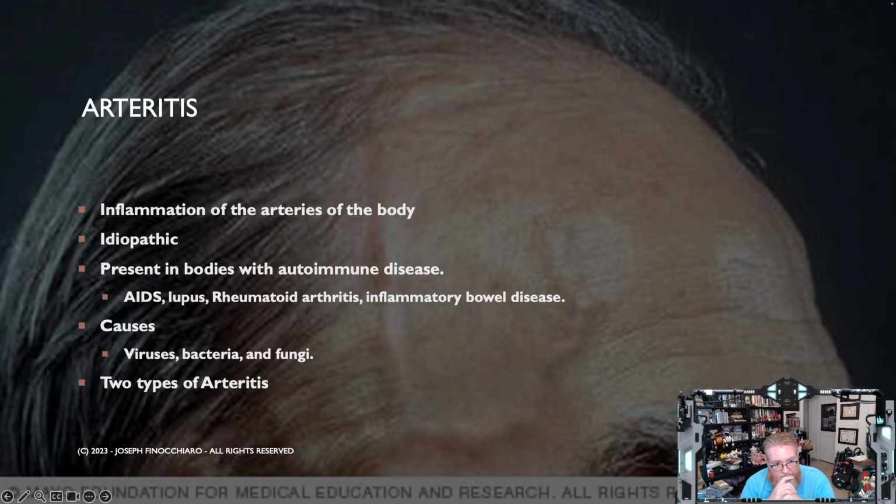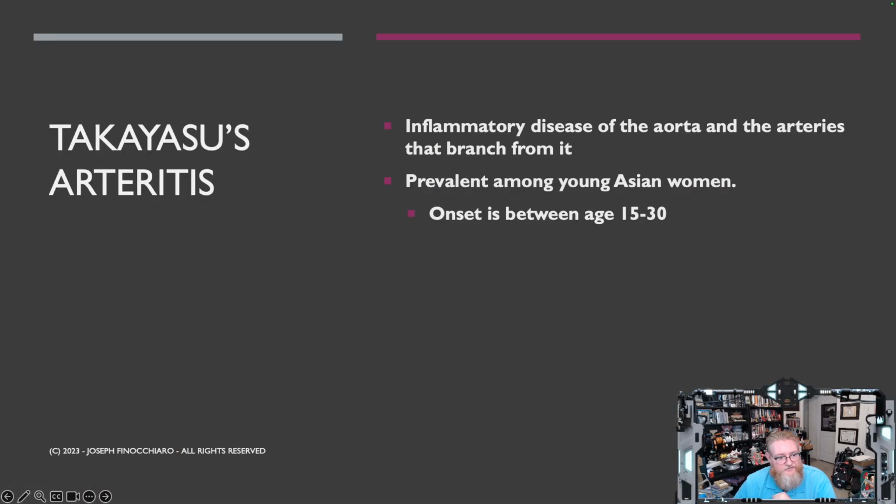Arteritis, inflammation of the arteries of the body. It is idiopathic. It is present in bodies with autoimmune disease such as AIDS, lupus, rheumatoid arthritis, and inflammatory bowel disease. Causes of arteritis include viruses, bacteria, and fungi, and there are two general forms of arteritis. The first is Takayasu's arteritis, which is inflammatory disease of the aorta and arteries that branch from it, and it is prevalent among young Asian women. The onset is between age 15 to 30.